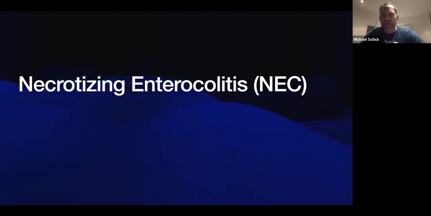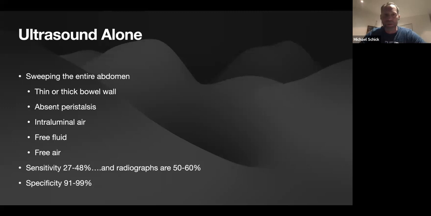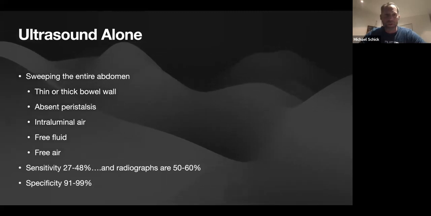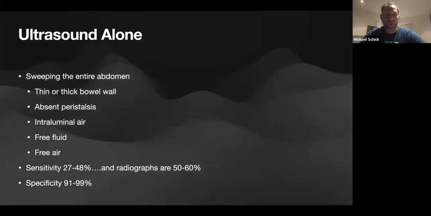So these are all the ultrasound signs, or some of the ultrasound signs of necrotizing enterocolitis, or NEC. A very significant, dangerous diagnosis that you often see in premature infants, although they don't have to be premature to have this diagnosis. And it can be a tricky diagnosis to make. Ultrasound, turns out, is not the best way to do this alone.